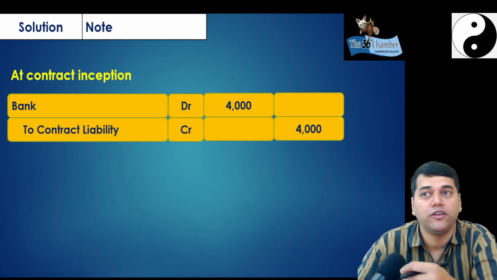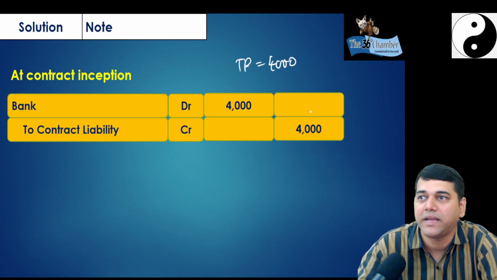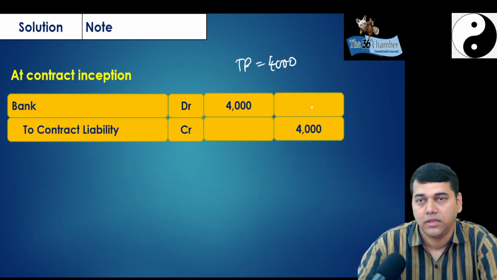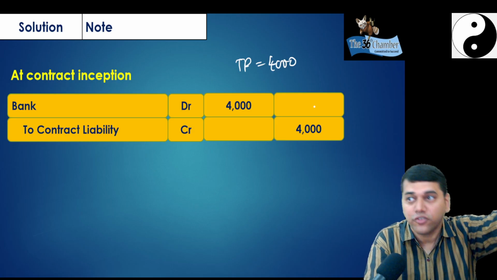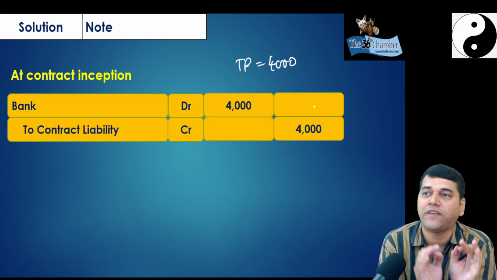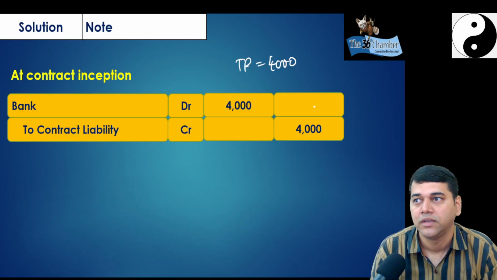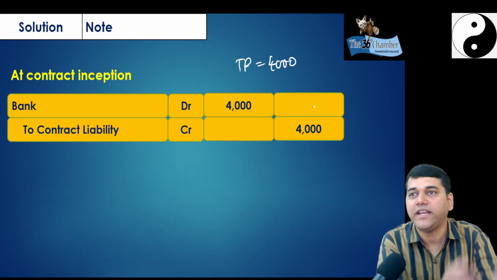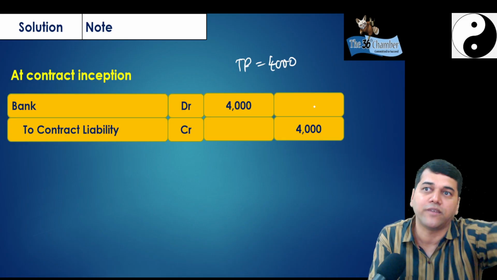We should not find it, because my transaction price itself is 4,000, which is paid right now. If the transaction price was 5,000, then we would find that 5,000's present value. You have to see finally what the customer pays. Since the customer is paying right now, finding the present value is meaningless. This itself is the present value. Now you have to find out the future value.